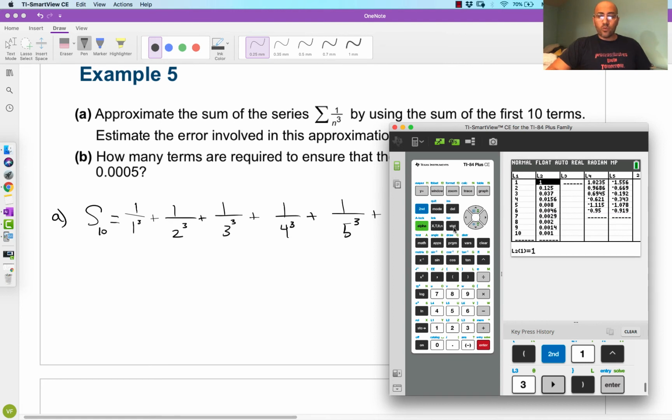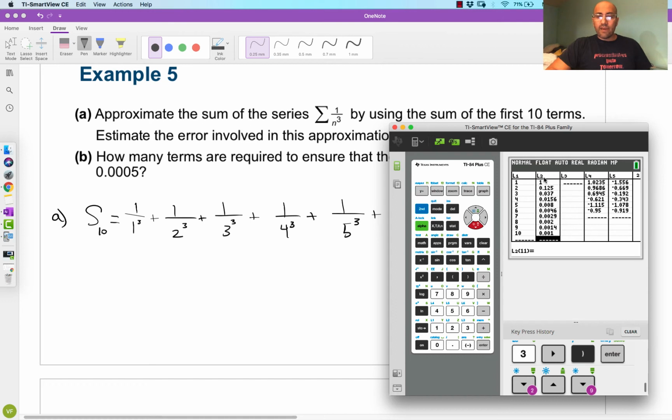So the first one is 1, that looks good. And then the next one is going to be 1 over 8, 2 to the third power. This one's going to be 1 over 27. And then 1 over 64, and so on and so forth. So that's all those values.